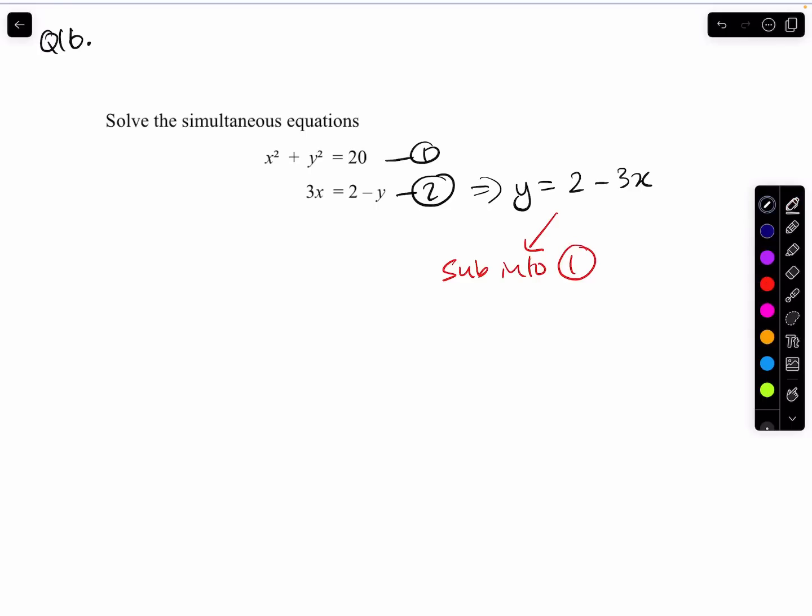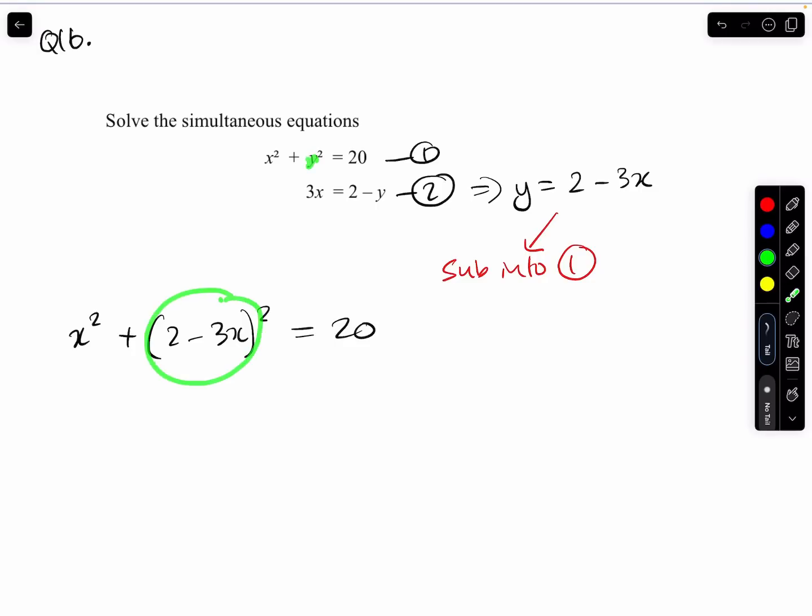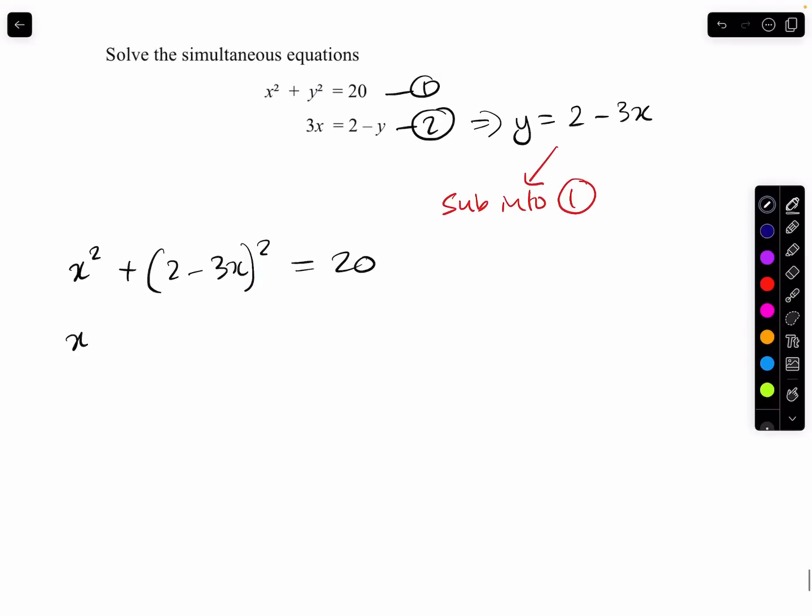All right, so here we go. Wherever I see a y, I will put this in there and square this, by the way. So that's x squared plus bracket 2 minus 3x squared is equal to 20. So you can see I've plugged my y right there. I'm going to expand this out. So x squared, and I've got 2 of these brackets: 2 minus 3x, 2 minus 3x equals 20.